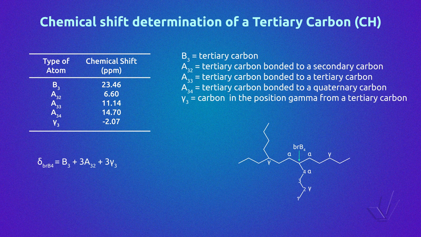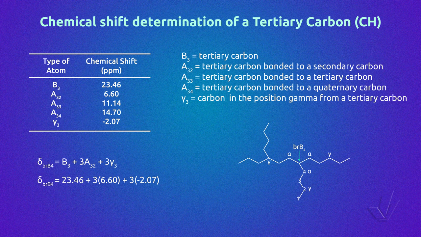The carbon is named BrB4. To the parameter B3, that is 23.46, is added 3 times A32, 6.60, because there are 3 secondary alpha carbons, and then 3 times -2.07, because there are 3 gamma carbons from the carbon BrB4.